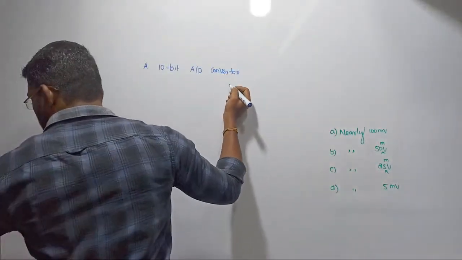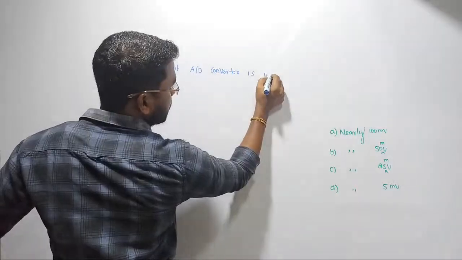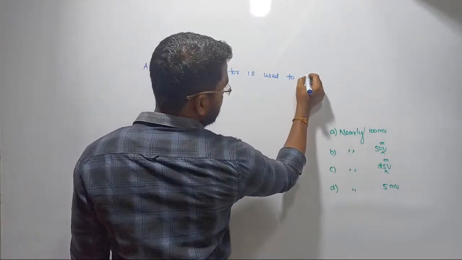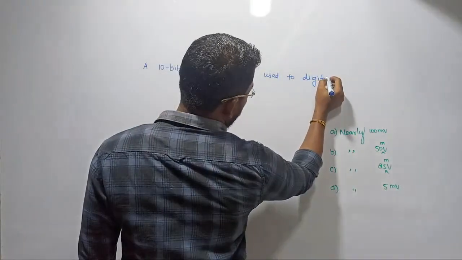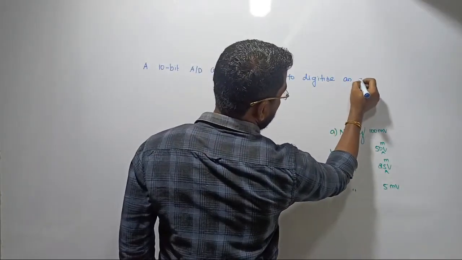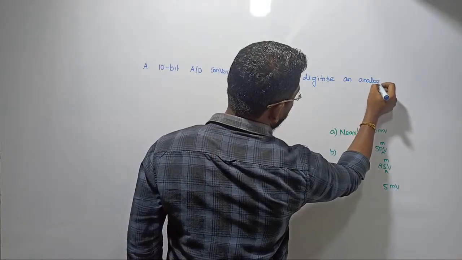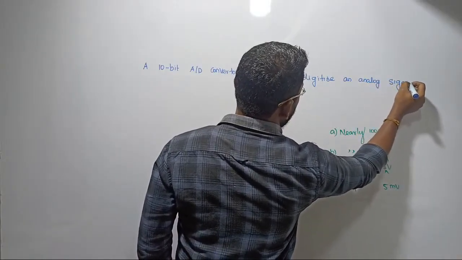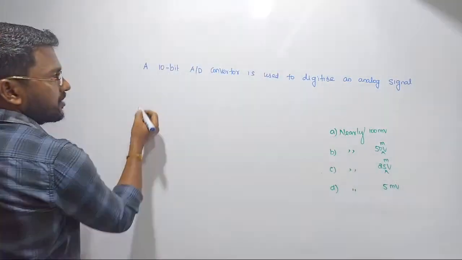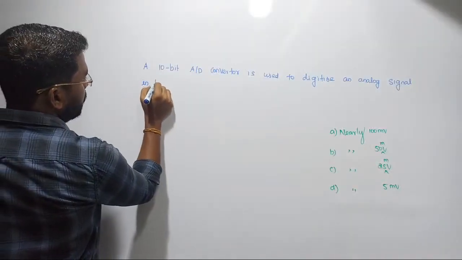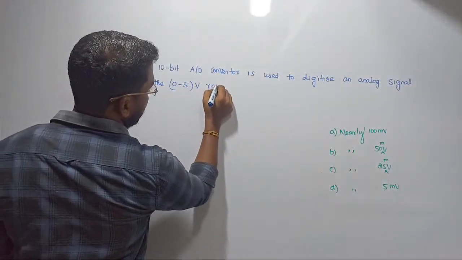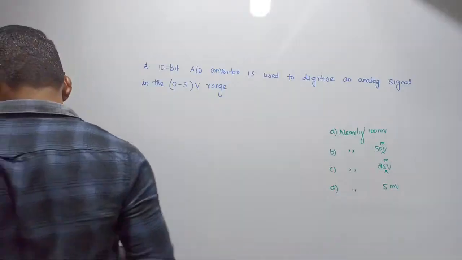A 10-bit analog to digital converter is used to digitize an analog signal in the 0 to 5 voltage range, right? That is the input voltage, 0 to 5 range. Okay, fine.